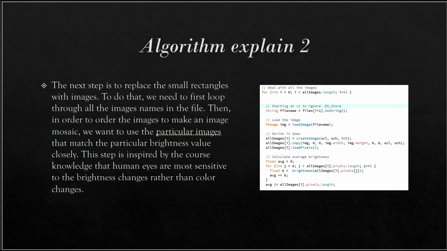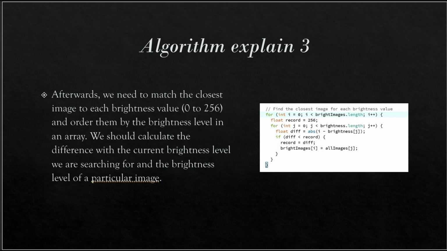The next step is to replace the small rectangles with images. To do that, we need to first loop through all the image names in the file. Then, in order to arrange the images to make an image mosaic, we want to use the particular image that closely matches the particular brightness value. This step is inspired by the course knowledge that the human eye is most sensitive to brightness changes rather than color changes.